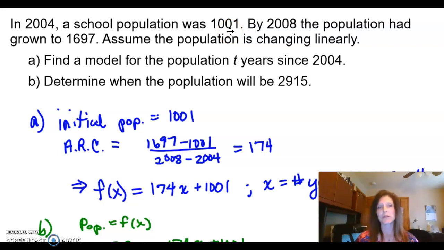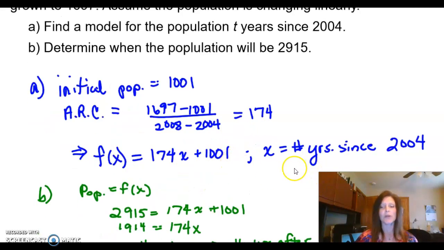What we have to calculate is the rate of change. Remember, the rate of change is the ratio of the change in the y values, in this case population, over the change in the x values, in this case years. So we would take the difference, 1697 minus 1001, and 2008 minus 2004, and we come up with a positive 174. That makes sense to us because it is an increasing population. So that's my rate of change, or my slope. So my formula is f of x is equal to 174x plus 1001.